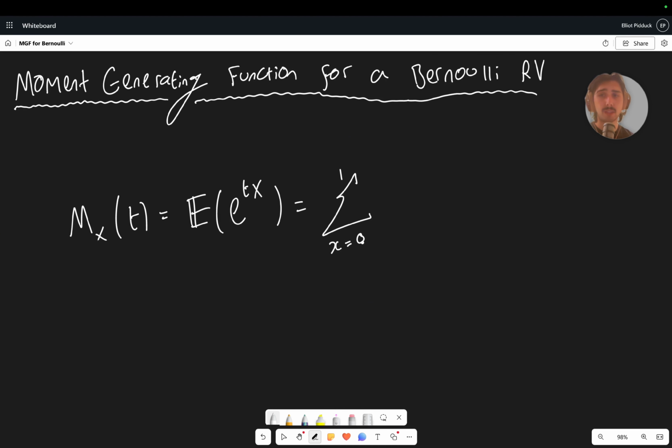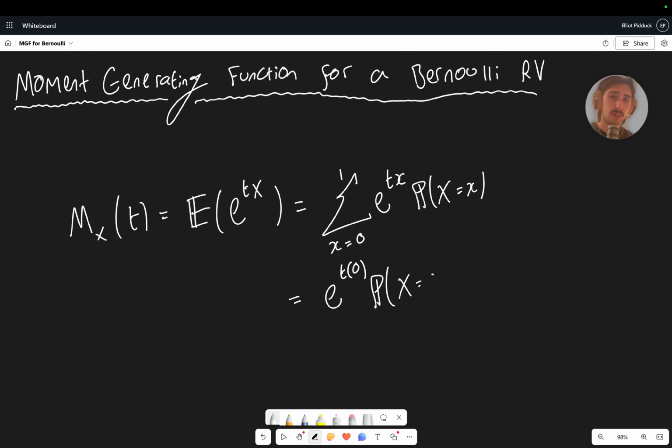because the sample space is just that X can be 0 or 1, that's it, of e to the tx times the probability mass function of our Bernoulli random variable. So let's think about when x is 0. When x is 0, we've just got e to the power of t times 0, and that's multiplied by the probability that X is 0. We'll come back and fill that in in a second. Now let's think about when x is 1. It's just going to be e to the t times the probability that X is the number 1.